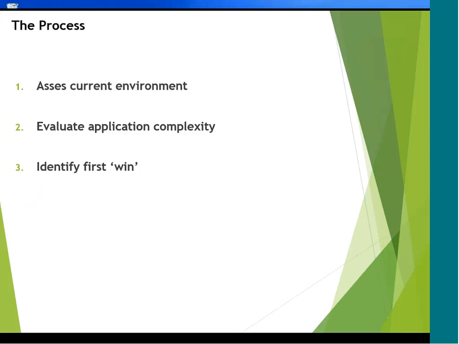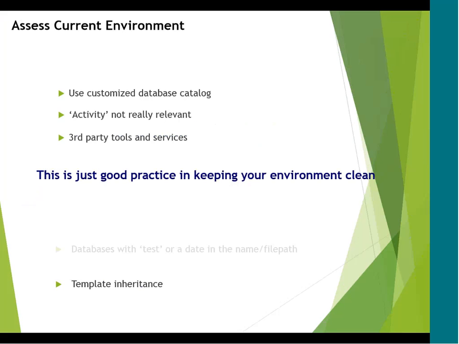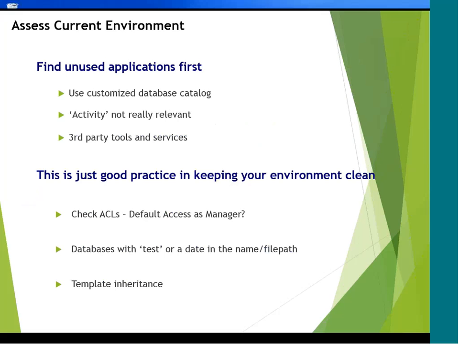So really what we're going to talk about is assessing your current environment, evaluating your application complexity, and then trying to identify the first application that you want to mobilize. I say identify your first win because we really want your first application to be successful to get support within your environment. So we're going to talk about assessing your current environment.